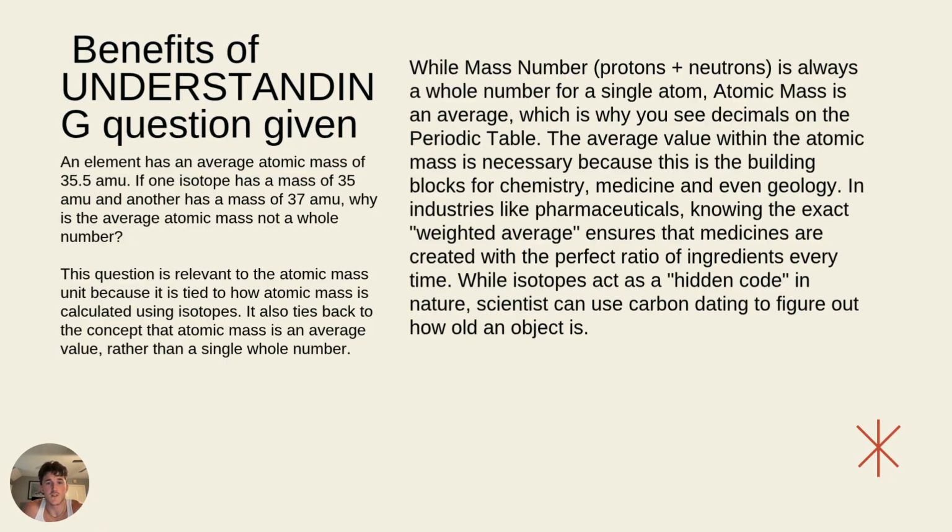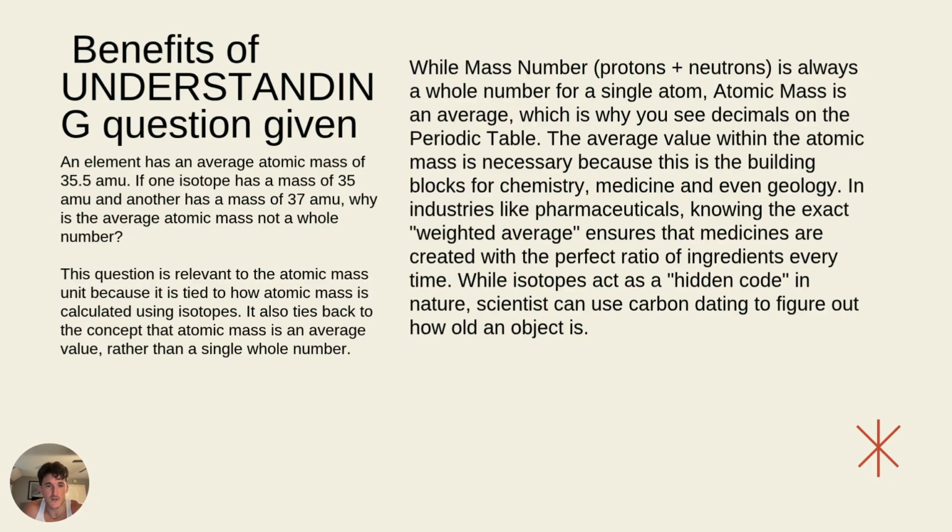Also, while mass number, protons plus neutrons, is always a whole number for a single atom, atomic mass is an average, which is why you see decimals on the periodic table. The average value within the atomic mass is necessary because it's the building block for chemistry, medicine, and even geology. In industries like pharmaceuticals, knowing the exact weighted average ensures that medication is created with the perfect ratio of ingredients every time.